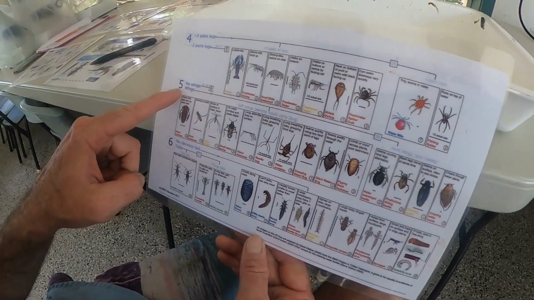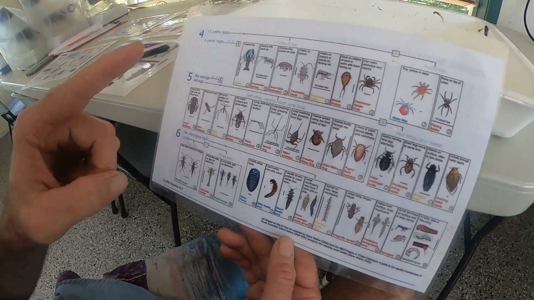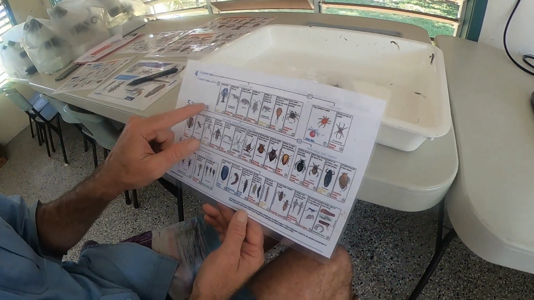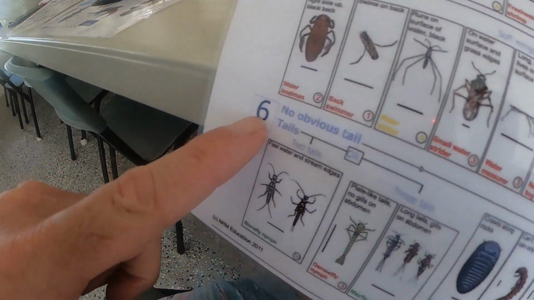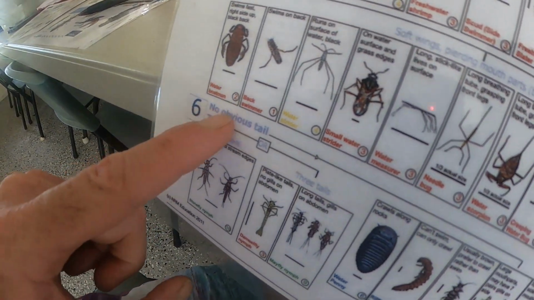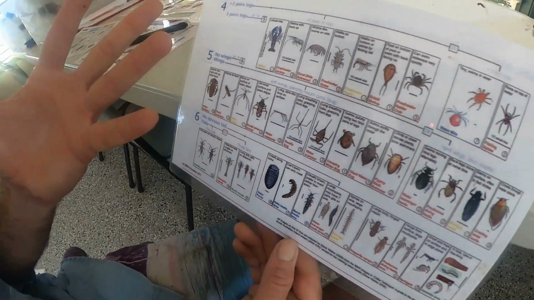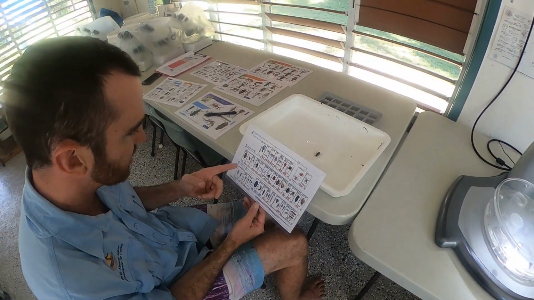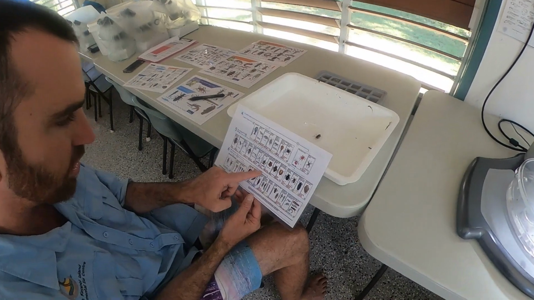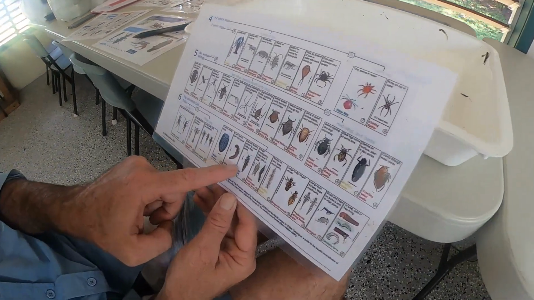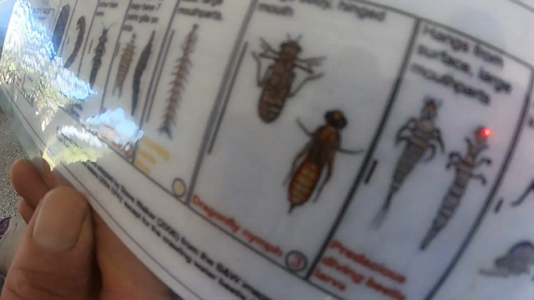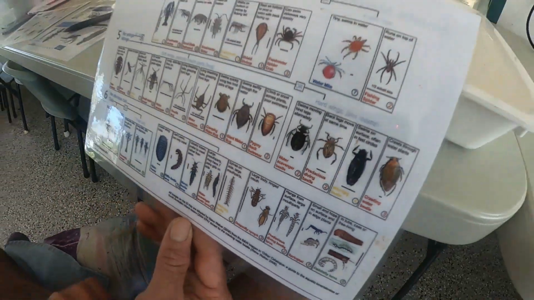No wings or wings? Well, it doesn't have wings yet, so it's actually no wings. Go to 6. Tails? No obvious tail. Well, looking at that larvae, it doesn't actually have an obvious tail. So there's no obvious tail. I follow my arrows along, come down here. It's going to be one of these, and it is a dragonfly nymph. So we've correctly identified the dragonfly nymph.